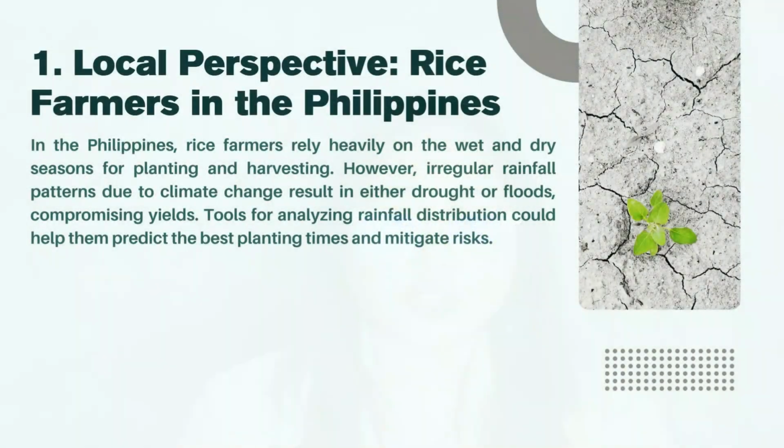Good day, everyone. So today I'll be discussing the real life examples for local and global perspectives. Climate change is making rainfall patterns increasingly unpredictable, posing risks to agriculture and food security worldwide. In the Philippines, rice farmers are impacted by irregular rainfall, which causes droughts or floods, but data tools can help predict optimal planting times for most stable yields.